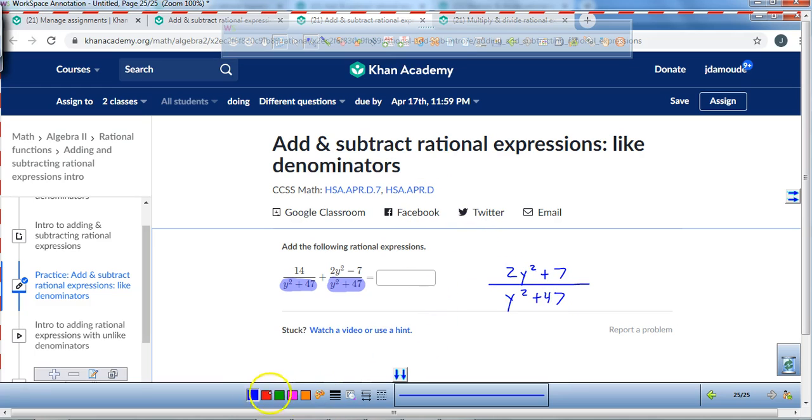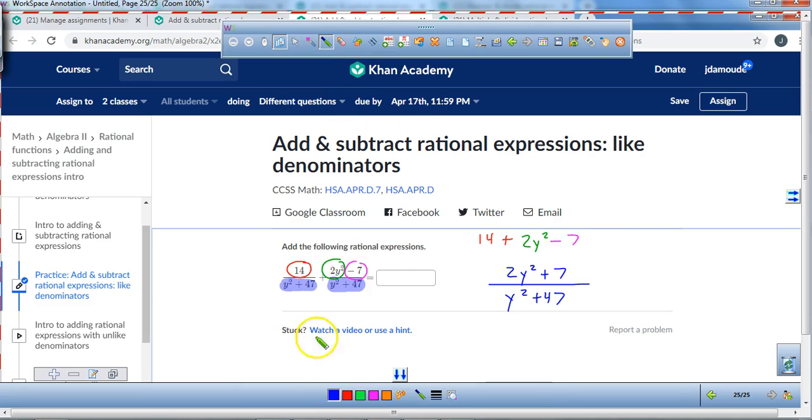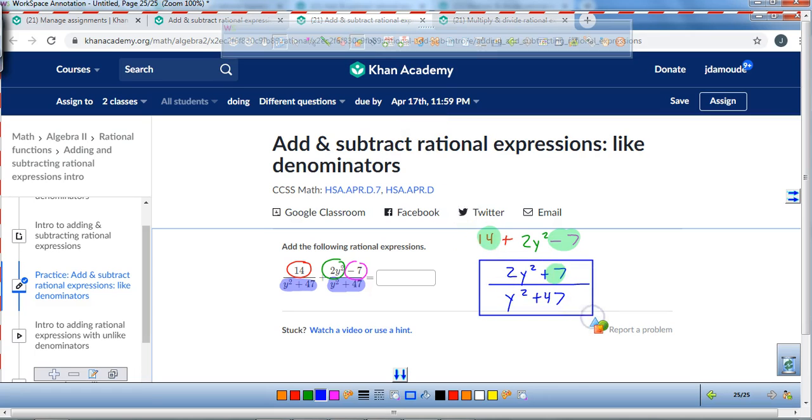So all I did was basically take this 14 right here, and I added the 2y squared. Then over here we have minus 7. Well, what are the only terms that are considered to be like terms? That would be the 14 minus 7, which gets me this positive 7. And that's all I'm going to do. Alright, when you're adding things, it's pretty easy. Just make sure you combine the like terms correctly together.